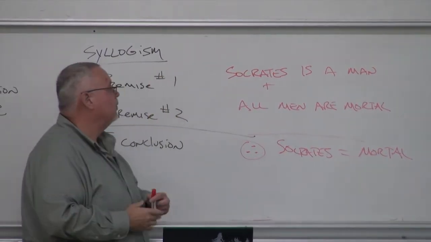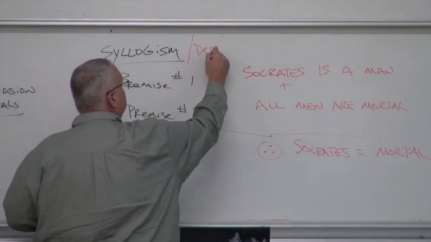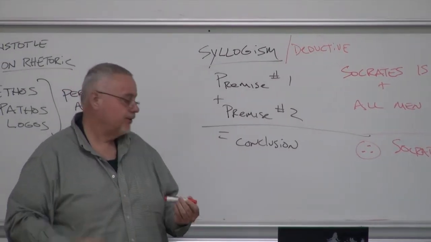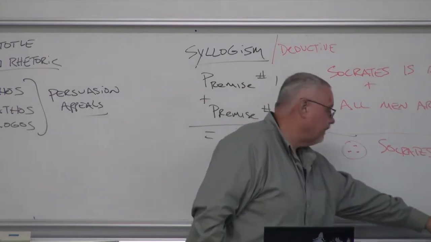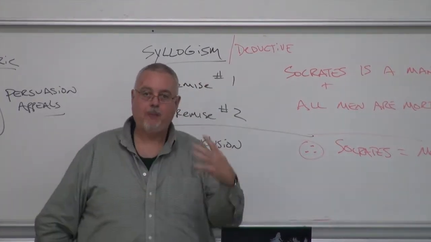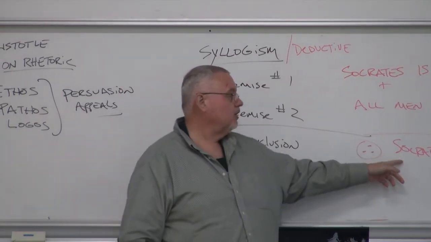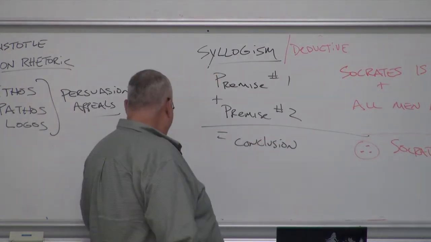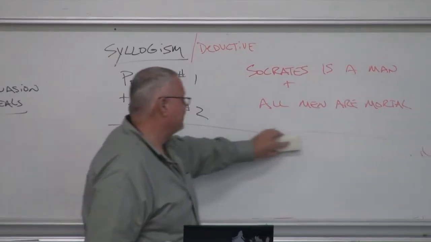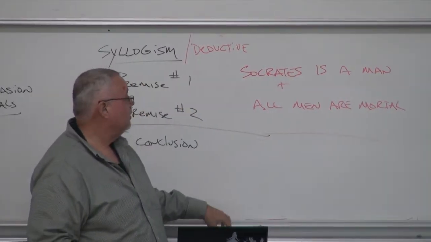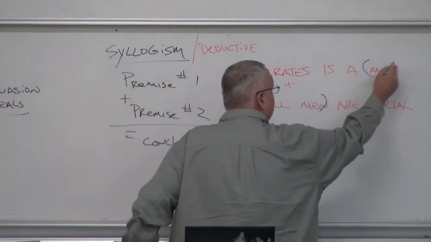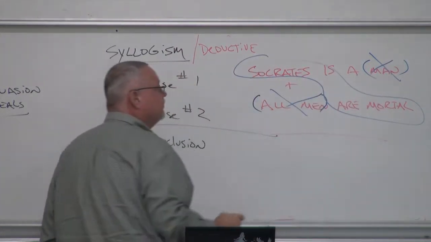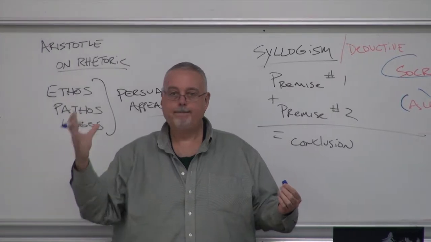This particular type of argument is also known as a deductive argument. You may have heard of deduction and induction. Well, this is an example of deduction. And the reason why deductive arguments are so powerful is because the conclusion naturally follows from the premises. In fact, we don't need the conclusion at all because the conclusion already exists in the two premises. Because all men and man are the same, they cancel each other out, which means that you're left with Socrates is mortal. Right? It's already there. Boom.